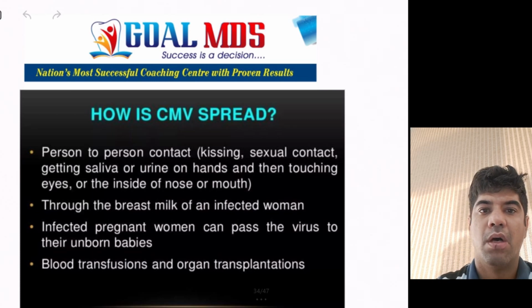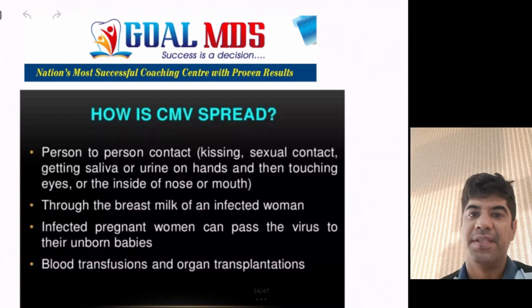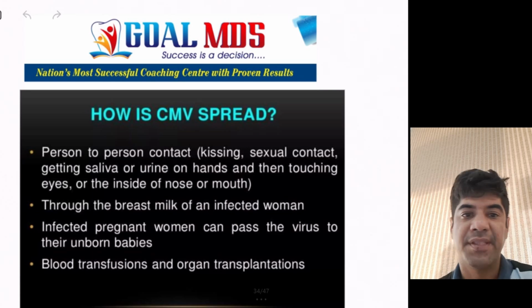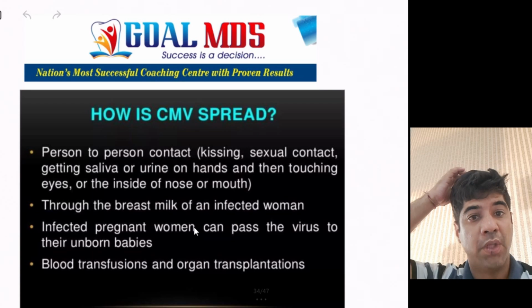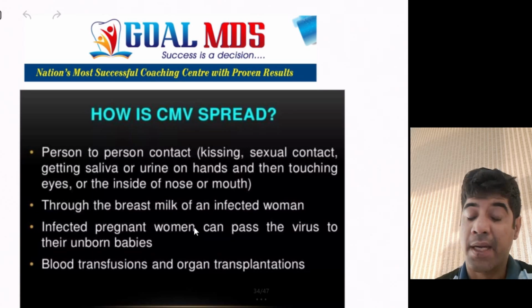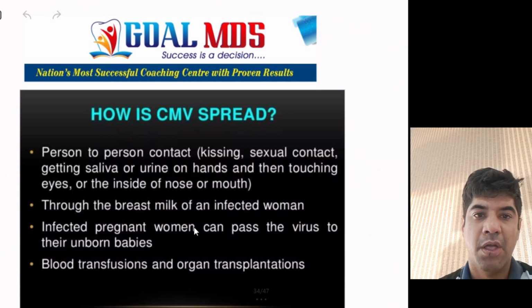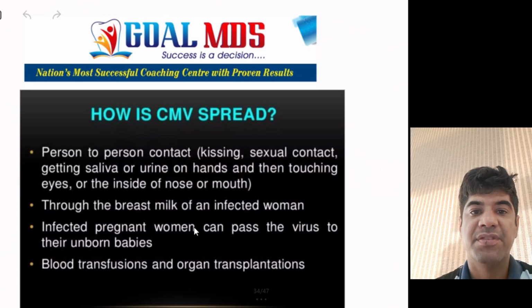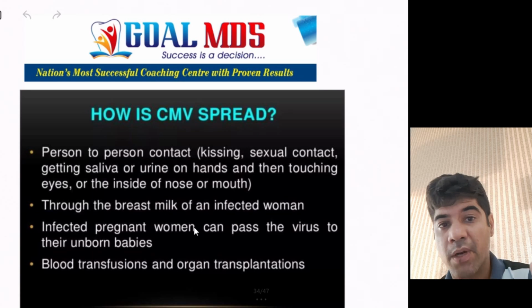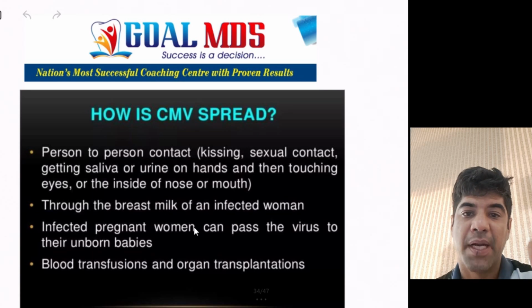Now how does this virus spread? The virus can be present in bodily fluids like saliva, blood, urine, tears, genital secretions and breast milk. So it can spread through organ transplant. The people who receive organ transplants are given medications to weaken their immune system so that their body does not reject the new organ. So this makes them more susceptible to infections like cytomegalovirus. So if the donated organ carries the virus, it can spread to the recipient.